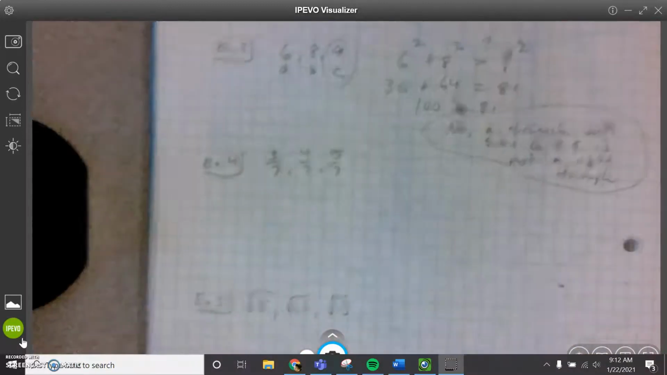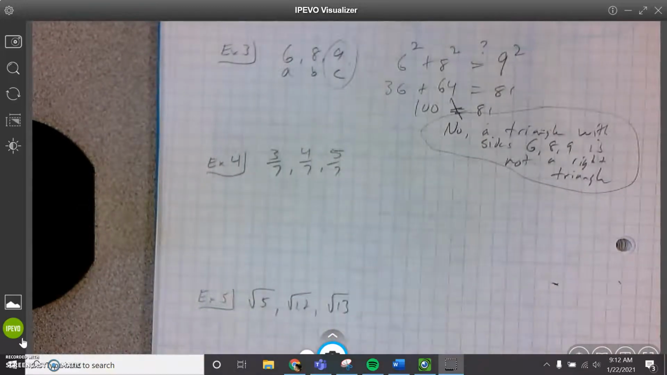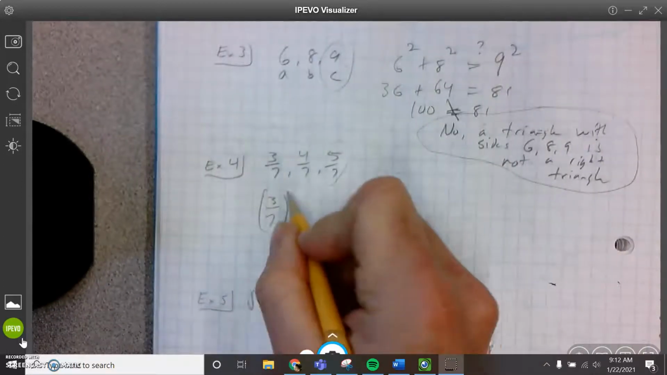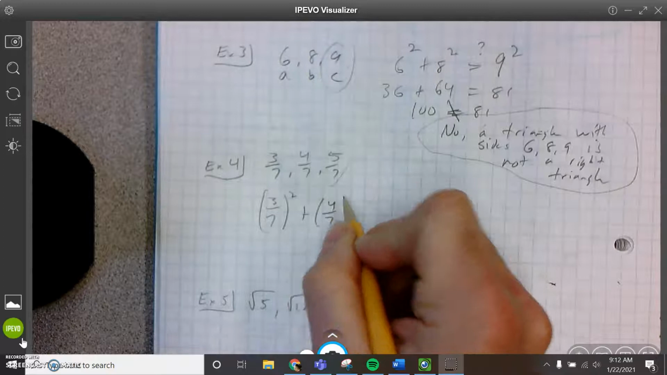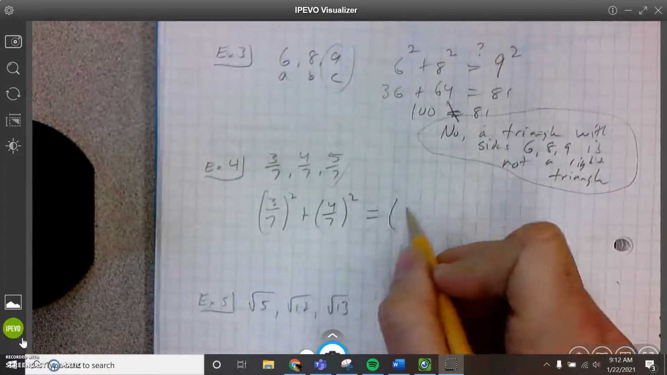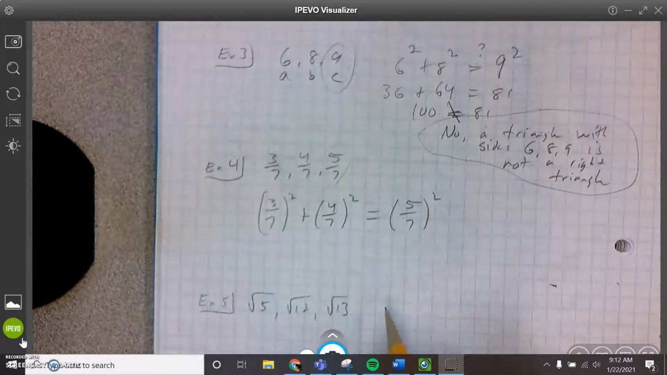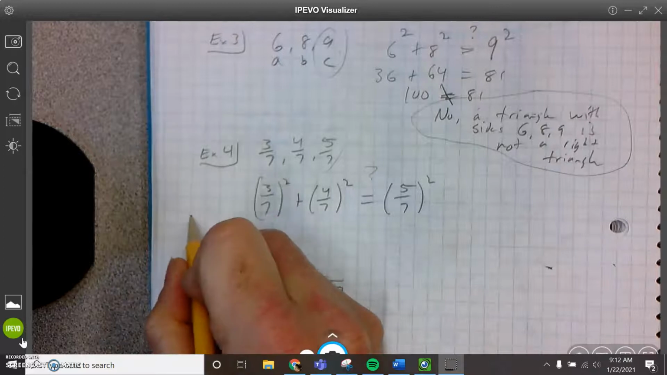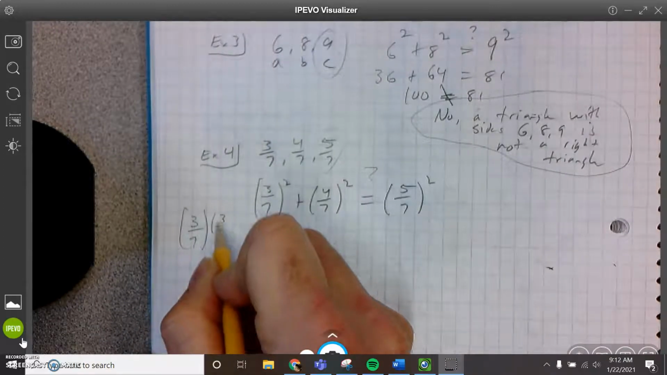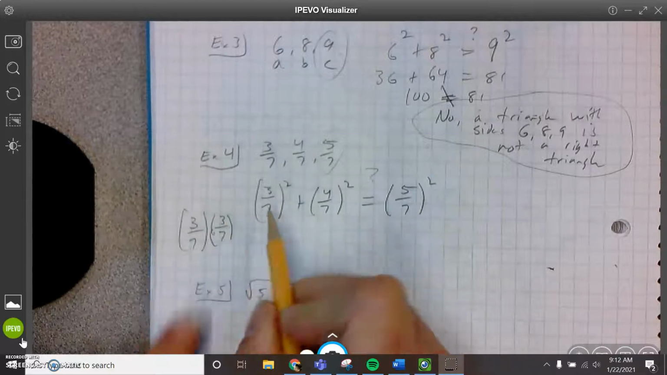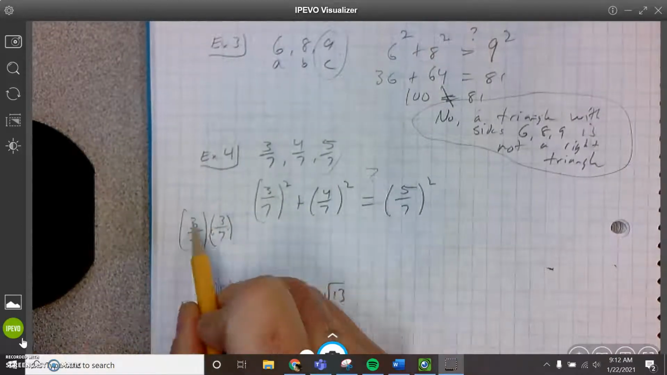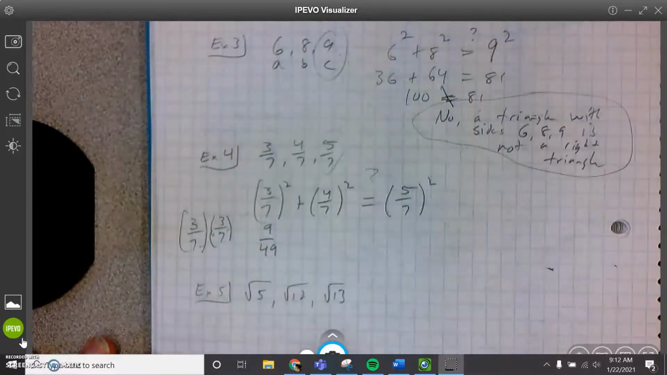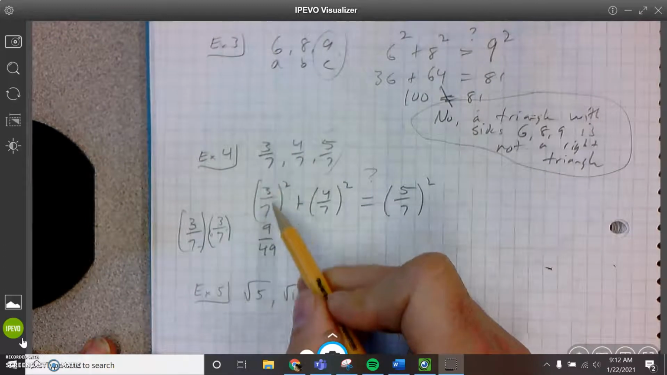Okay, example 4, try this one. Go. Ooh, all right, let's try it. So obviously 5/7 is bigger, so 3/7 squared plus 4/7 squared. Does that equal 5/7 squared? Okay, so 3/7 would be 3/7 times 3/7, like that. So this squared equals that. So 3 times 3 is 9. 7 times 7 is 49. So you just square the numerator and denominator, right?